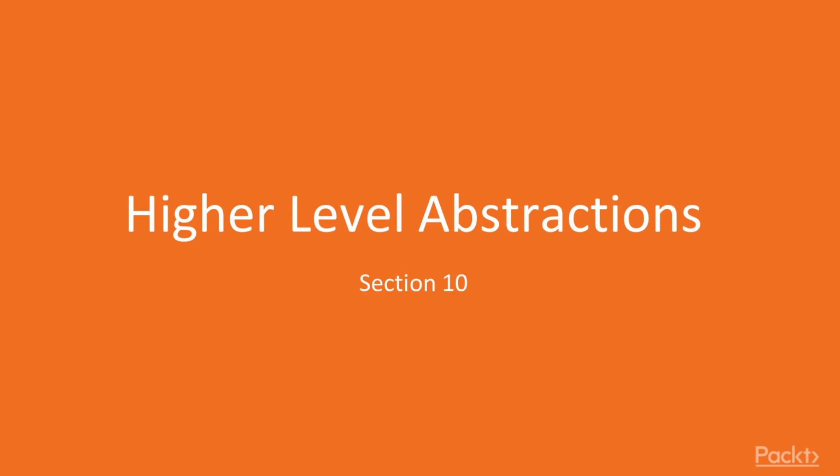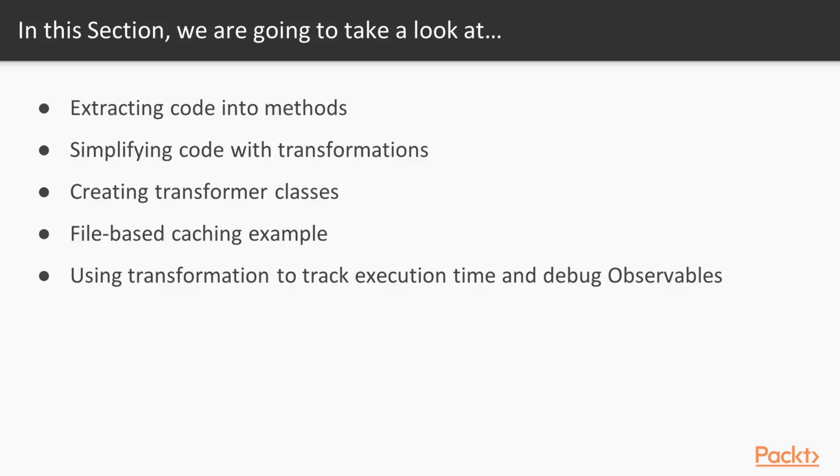Hello, welcome to the second last section of the course, Higher Level Abstractions. In this section, we'll be first extracting code into methods, then we'll be using transformations and simplifying the code with transformations and creating a transformer class. Moving on, we'll look at file-based caching, and finally we'll be using transformations to track execution time and debug observables.